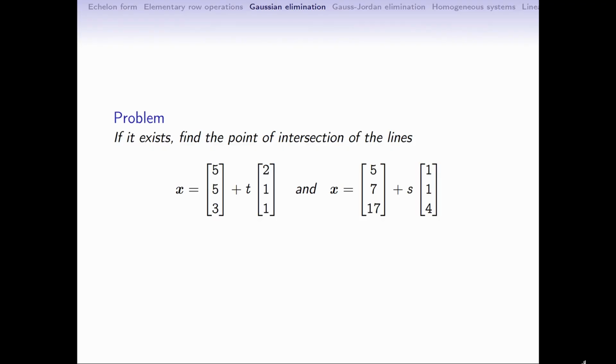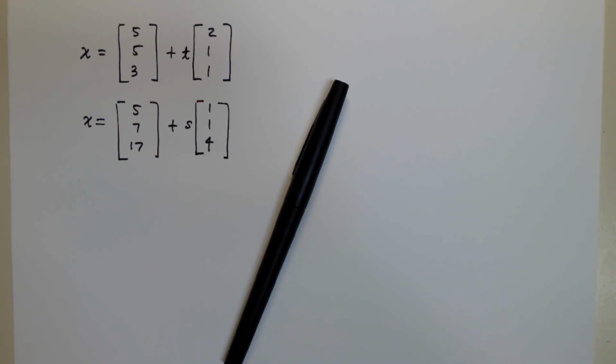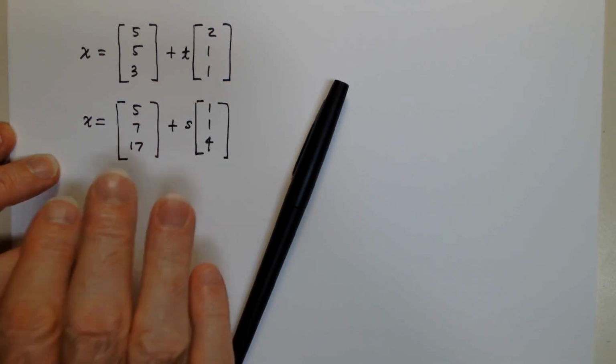I want to close this subsection on Gaussian elimination by working a couple of geometric problems with you. So in our first problem, if it exists, find the point of intersection of the lines given below in their vector form. All right, welcome back to the document camera. Let's take a look at this problem.